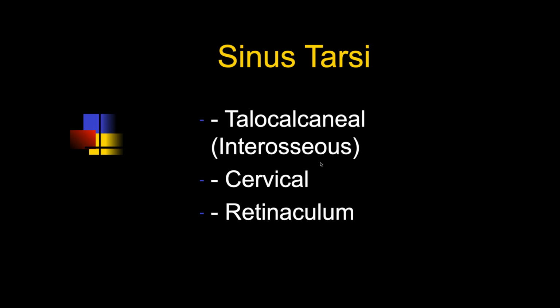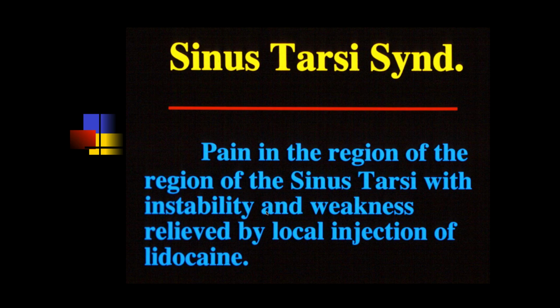All right. And then we'll talk about sinus tarsi. There are three structures in the sinus tarsi. There is the tibiocalcaneal or interosseous ligament, the cervical ligament, and the retinaculum. And two of these usually tend to be prominent, and the third one not so prominent. Usually it's either the cervical or the retinaculum that's not so prominent.